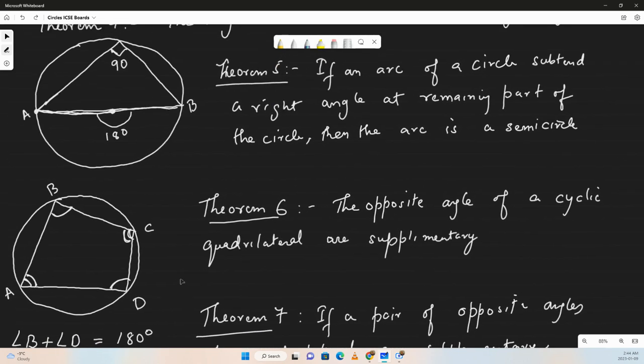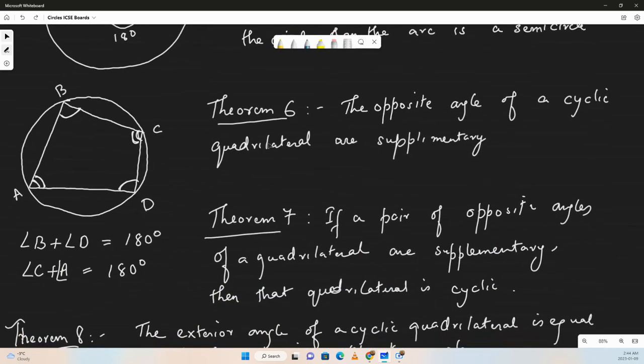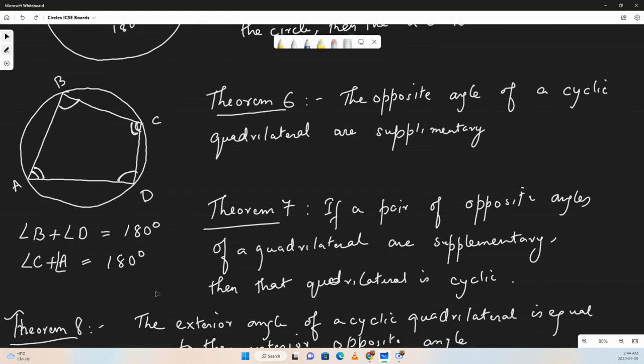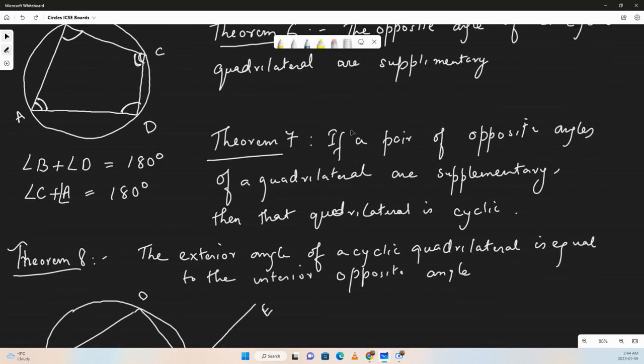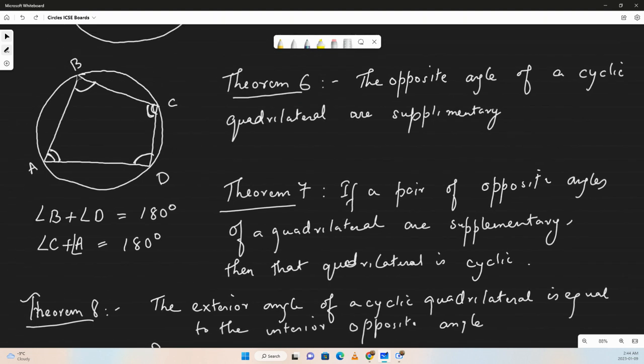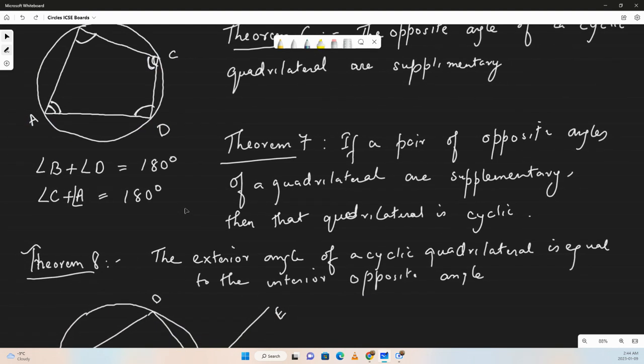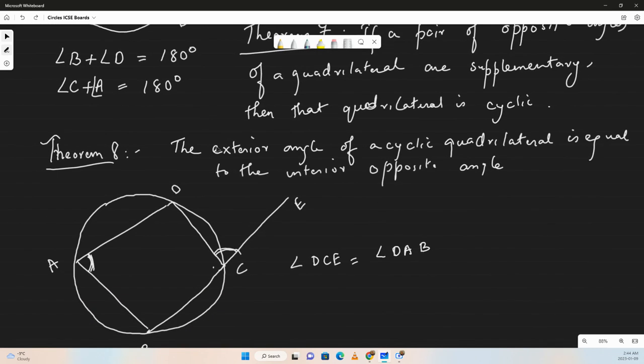Then we went to theorem 6, which is basically that the opposite angles of a cyclic quadrilateral are supplementary. Basically, if we add these two, we'll get 180. So angle B plus angle D is 180, or angle C plus angle A is 180, right? So that was theorem 6. And theorem 7, again using theorem 6: if a pair of opposite angles of a quadrilateral are supplementary, so if in a quadrilateral angle B and angle D add to 180, or C plus A equal to 180, then we can say that that quadrilateral is cyclic, right?